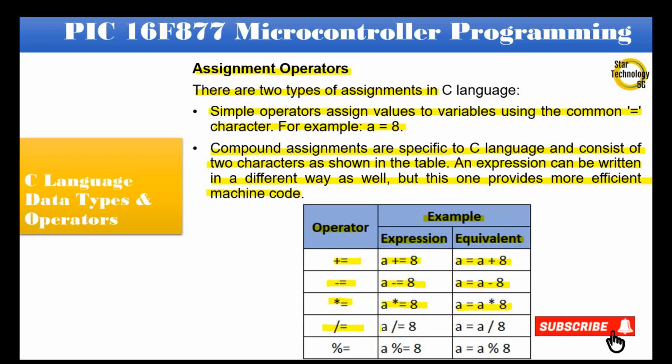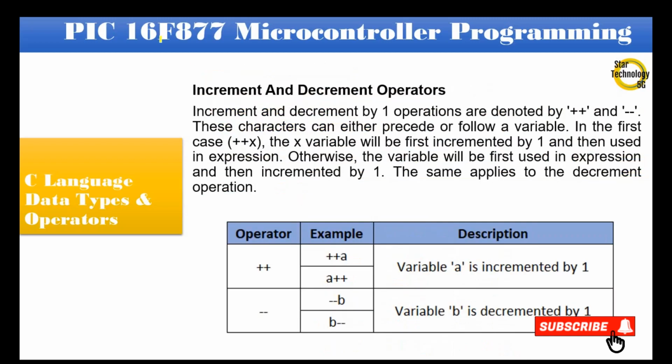Divide equals. Expression: A divide equals 8 is equivalent to A equals A divide 8. It will divide the A by 8 and store the result in A. Remainder equals. Expression: A remainder equals 8 is equivalent to A equals A remainder 8. It will calculate the remainder and store the result into A.